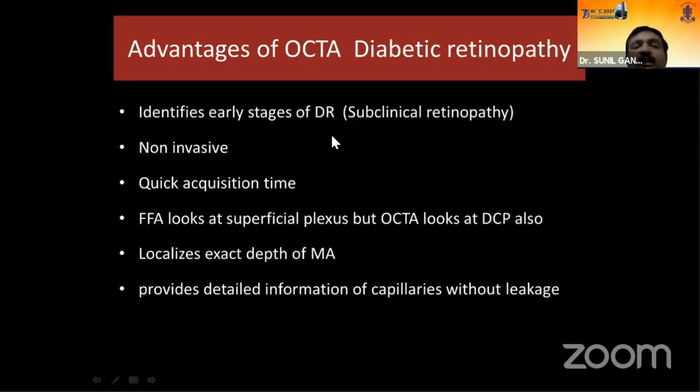Basically, it identifies diabetic retinopathy in its earliest stage, that is subclinical retinopathy, and it is a non-invasive imaging modality. The imaging time is quick. FFA looks at only the superficial capillary plexus, but OCTA looks at even the deep capillary plexus also. You can know the exact depth of lesions like microaneurysms. It provides detailed information of the capillaries without leakage. Whenever there is a leakage, the clarity of the lesions will be lost. So that is an advantage with OCTA.